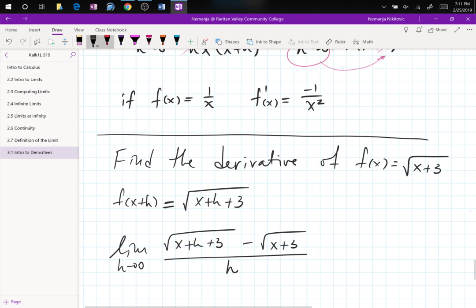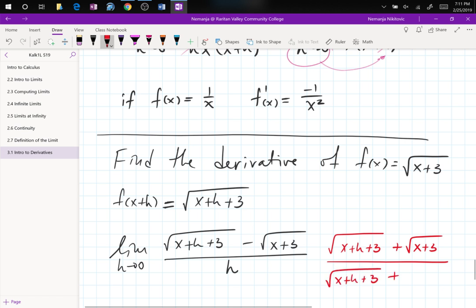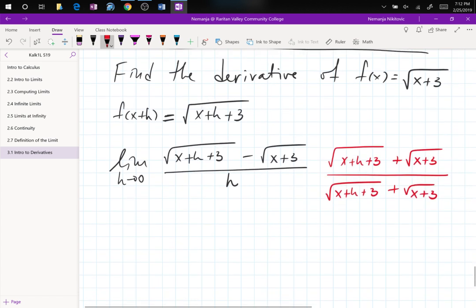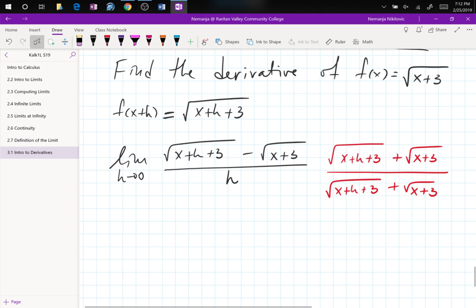Yes, conjugate, which is rationalizing. Yep. So we have the square root of x plus h plus 3 plus the square root of x plus 3, divided by the same thing. And then you just grind through the algebra. Let's see how that goes. And please don't trigger my allergies by not writing the limit on every line.